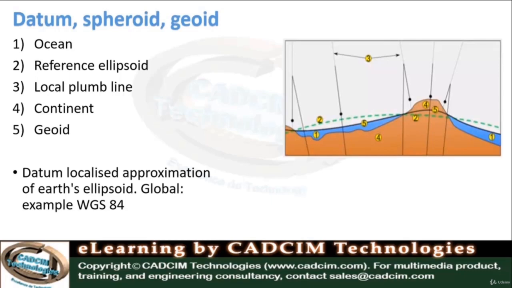If you want to measure the reference elevation at a very precise level, you use the geoid. For most purposes, we use the datum, which is a localized approximation of the ellipsoid. Examples are WGS 1984, Arc 1960, the North American datum, and more. You will learn more in detail about spheroid, ellipsoid and geoid in the next video.